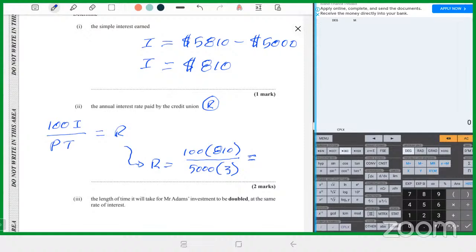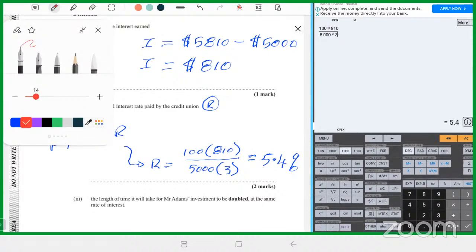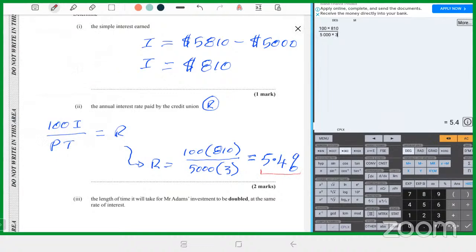All right, so I'm going to get 100. I'm going to put the fraction. I'm going to do 100 times the 810, dividing back by 5,000 times 3. And so it's 5.4%. So the rate is 5.4%. The R is 5.4, but the rate is 5.4%. So this is my answer. That is my answer.